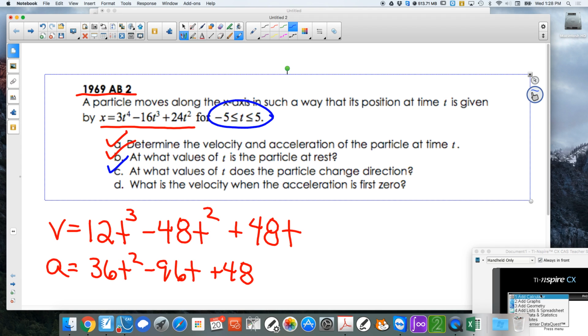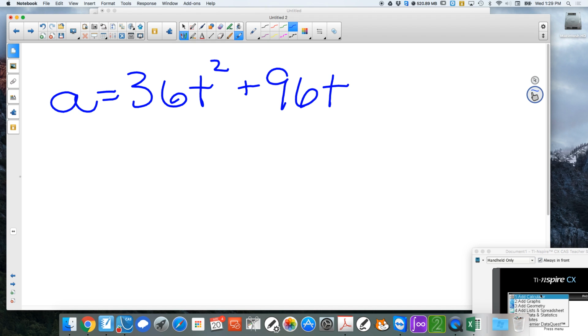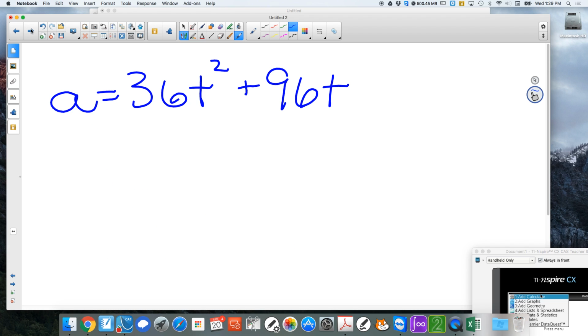Peter, you remember that acceleration equation? Nah. Alright, 36t squared plus 96t. I think it was plus 48. Hold on, Peter. Yes, plus, and it was 48. Minus 96t. So you didn't have it right, is what you're telling us now. Thanks, Peter, ruining the whole problem.